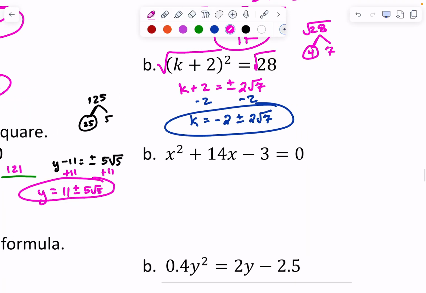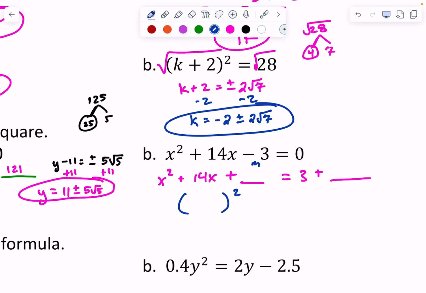Whatever. B. x squared plus 14x plus blank equals 3 plus blank. All right, we're going to break this down into something that multiplies to get the blank, but when you add them gives you 14, and it is 7 and 7. So (x plus 7) squared. The blank is 49. 49 and 49, and that makes 52.